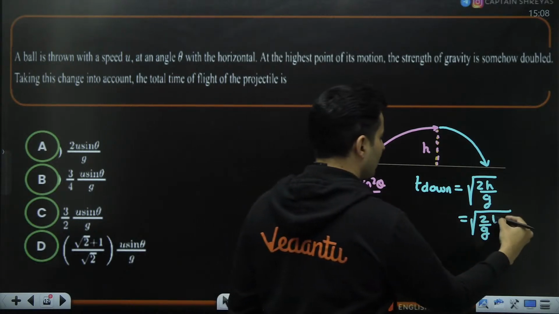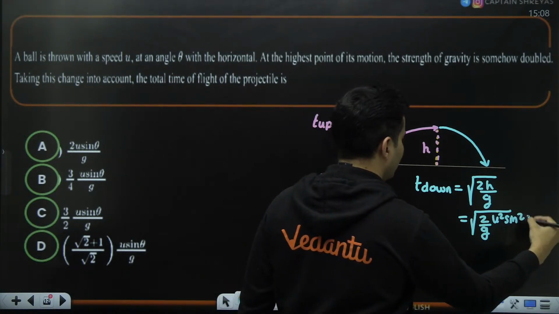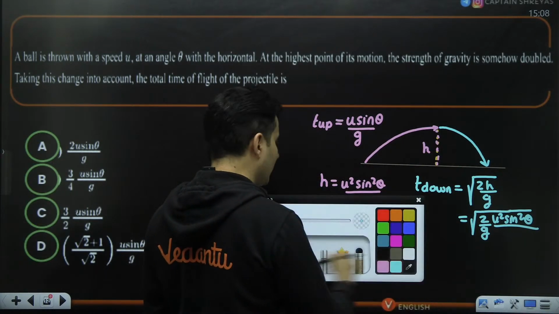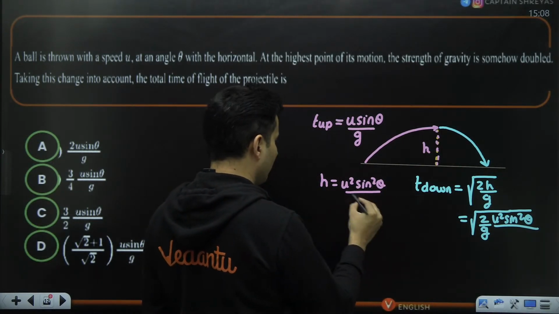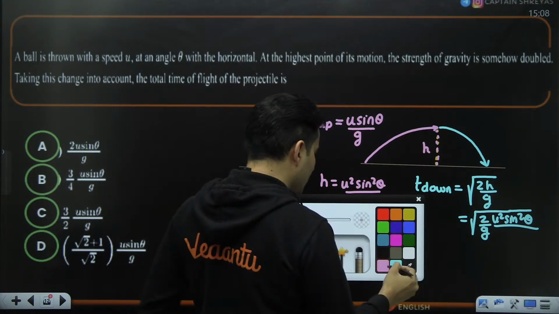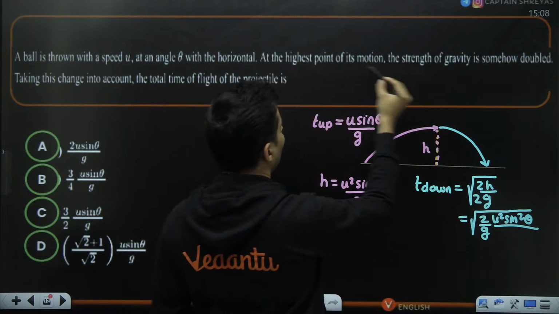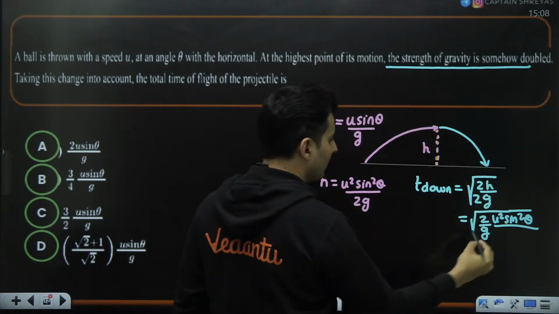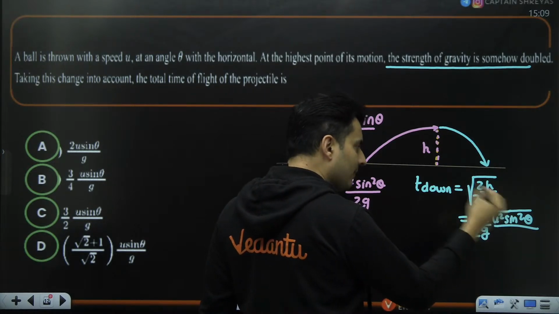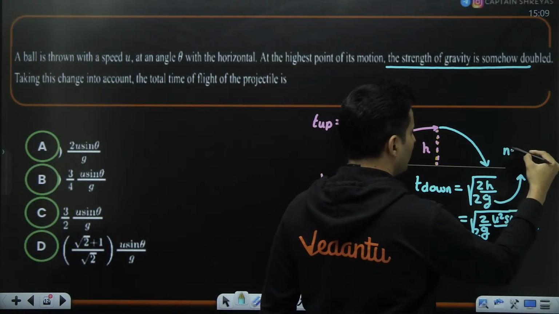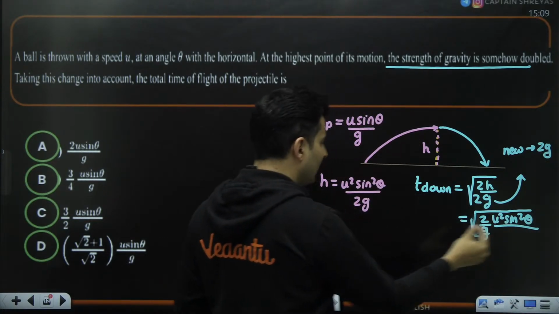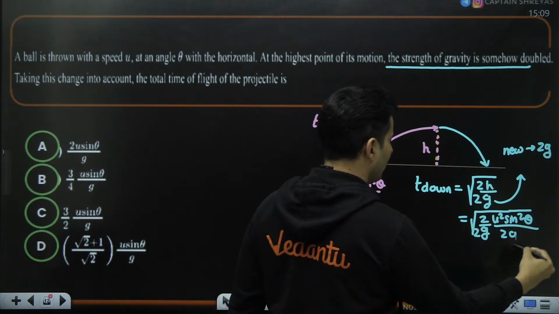Put all these numbers here. U square sine square theta, u square sine square theta. But gravity has been doubled. Keep that in mind. So u square sine square theta by 2g. This g will no longer be g. This will become 2g because the strength of the gravity is doubled. Actually, it is root of 2h by g, and g itself is 2g. So the new gravity is 2 times of g. So u square sine square theta by 2g will come over here.